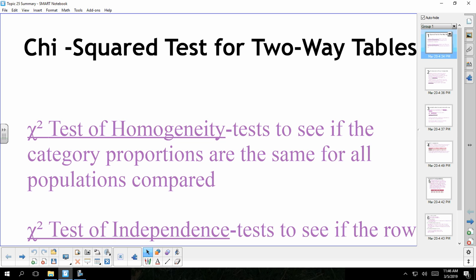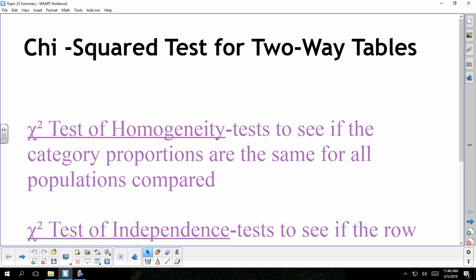These ones are inference for two-way tables. We've already looked at two-way tables back in topic 5 when we looked at segmented bar charts and independence through that. Today we're going to do a chi-squared test of homogeneity and a chi-squared test of independence.